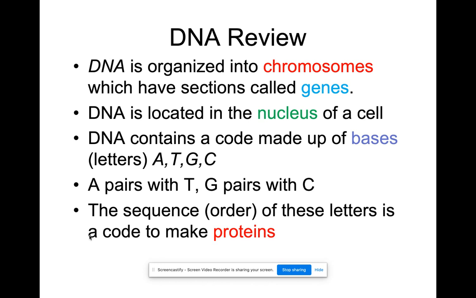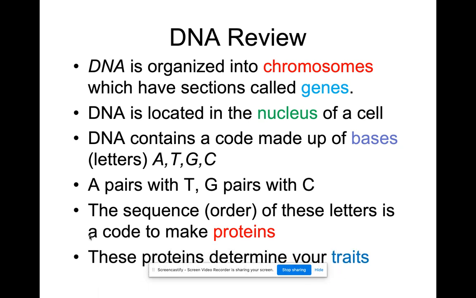So that's one of the things I really want to drive home. We're keeping it simple for you. So just know that the code of letters inside DNA is almost like a code or a recipe to make proteins. Now, why are these proteins important? Because these proteins determine your traits: your hair color, your eye color, the way you make enzymes, your immunity. So all of these traits that we have are based on proteins that are encoded in the DNA. So once again, DNA is a code or recipe to make these proteins, which make your traits.